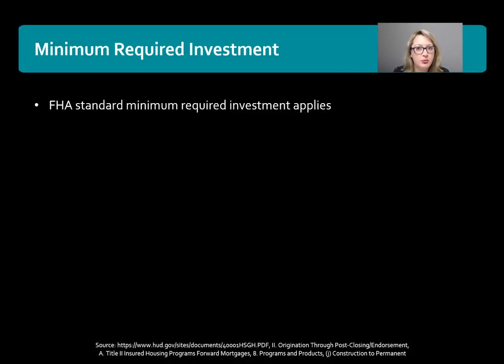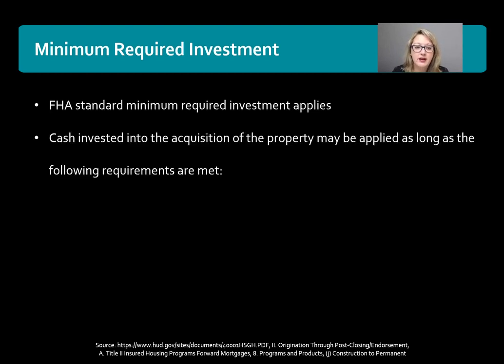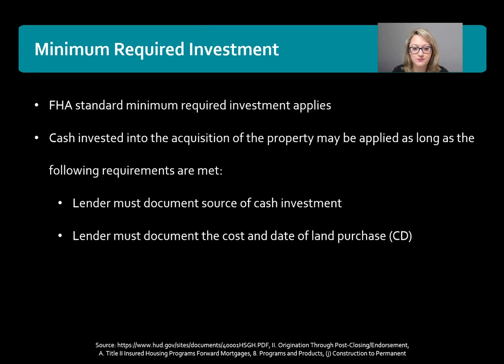Now, on the construction to perm loan, the standard FHA investment applies. So they'll still have to have their 3.5% down payment. But any cash that's invested into the acquisition of the property may be applied as long as the lender can meet the following requirements. So the lender must document the source of cash investment. So if the borrower put a cash deposit down on the land, that can be used as long as the lender verifies that that was an acceptable source.